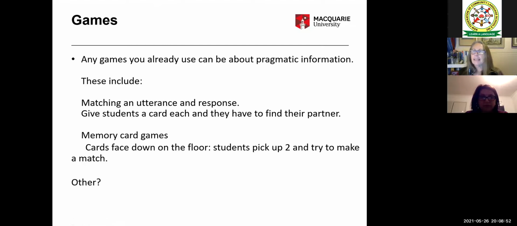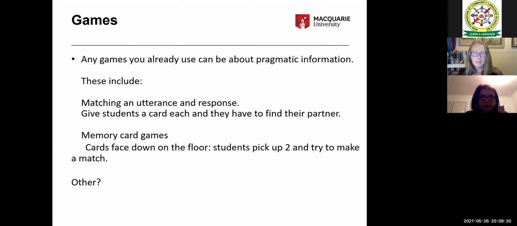Also, games, any games that you already use can be about pragmatic information. So they can include things like a matching game, where the students have to match an utterance, somebody says something, and a response that go together well. All right, and when they're doing that, they're learning about pragmatics. They're practicing pragmatics. Memory card games can be things about pragmatics. So what go together? What sort of things match? And you probably already have things in your repertoire of games that you can think about using.